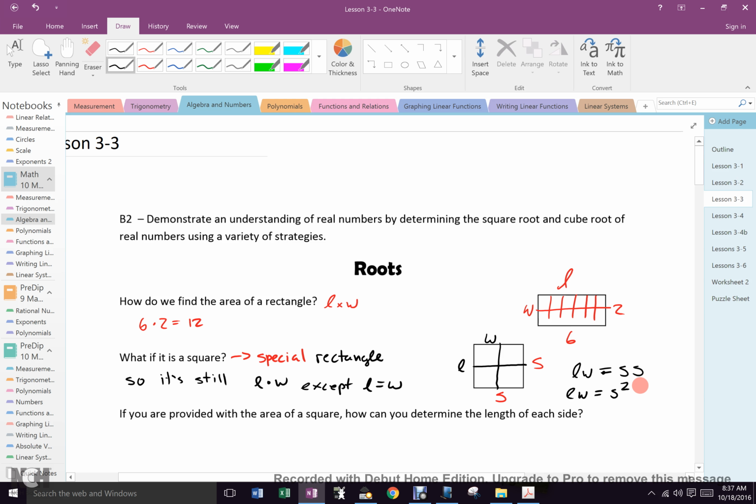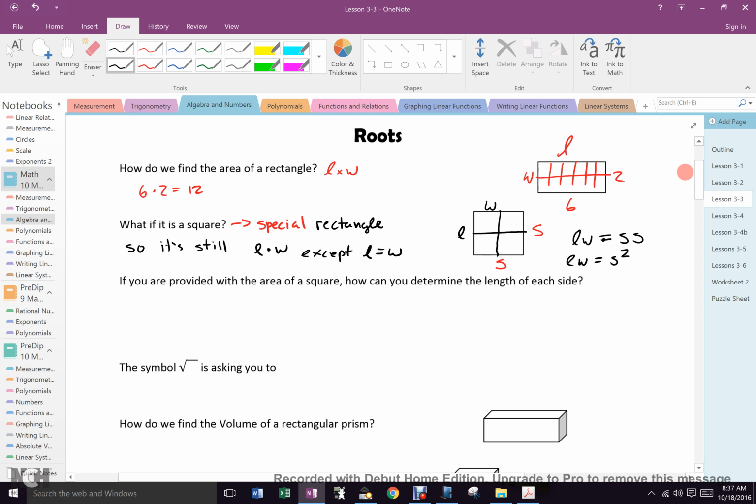Your grade 9 math teacher probably did something exactly like this to explain square roots to you. I hope he or she did, because this is where it comes from. It comes from the fact that the side builds the whole shape. Everyone is good?